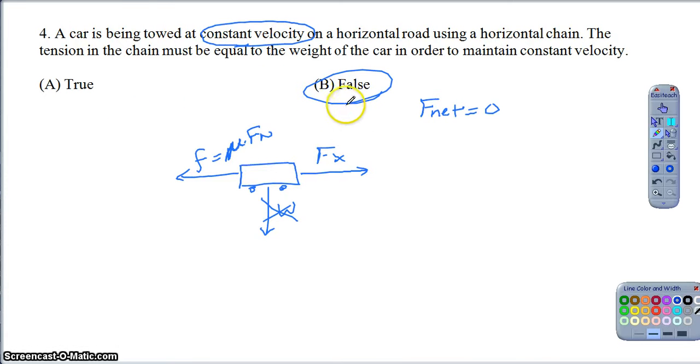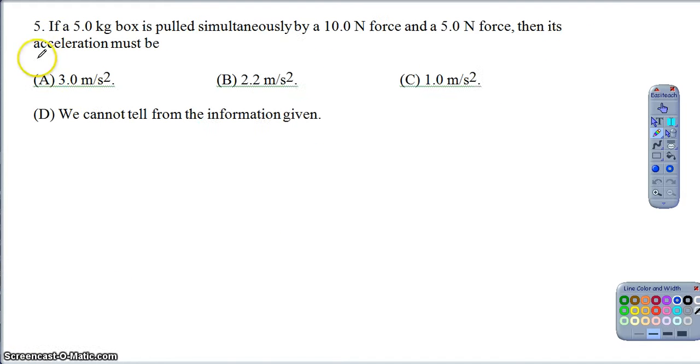So don't let this one trick you. Don't overthink this one too much, right? If it's moving at a constant velocity on a horizontal surface, then my exerted force simply needs to balance out that of friction. So this is not a true statement. It is, in fact, false.